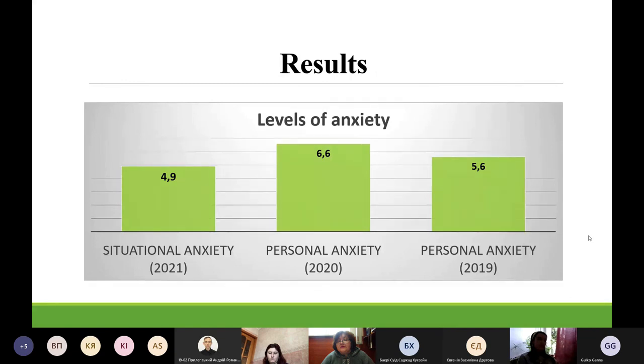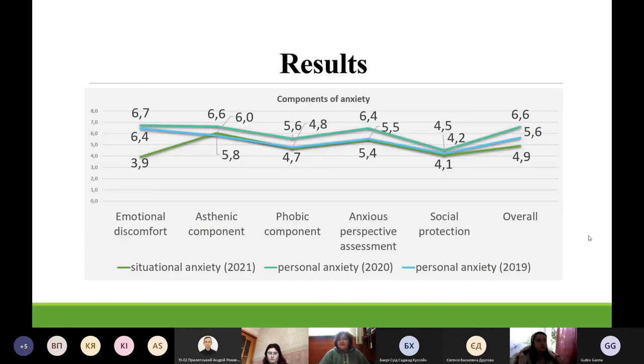The results of the study of worry and anxiety using the anxiety integrative test show that the overall level of anxiety of respondents was indeed significantly higher during 2020, during the pandemic, than before the spread of the virus and during the survey in January 2021 now. Among the components of anxiety, its level was most influenced by the asthenic component and the anxious perspective assessment. As you can see in the figure.